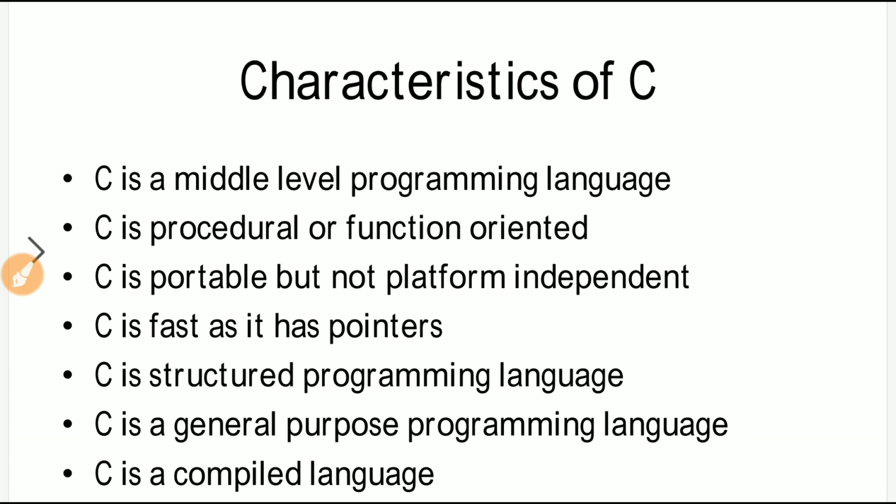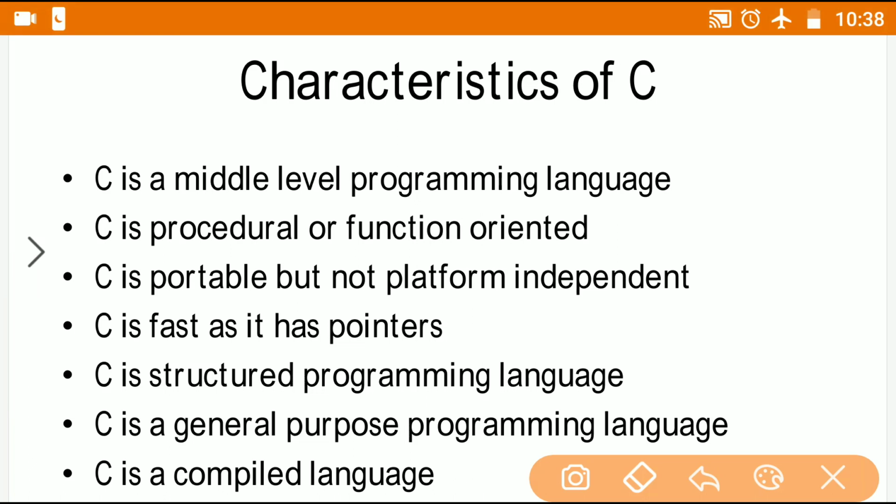And these are the basic characteristics of C. C is a middle-level programming language. C is procedural or function oriented. So C supports this paradigm of function orientation. And C is portable but not platform independent. So there are two terms, portability and platform independence.